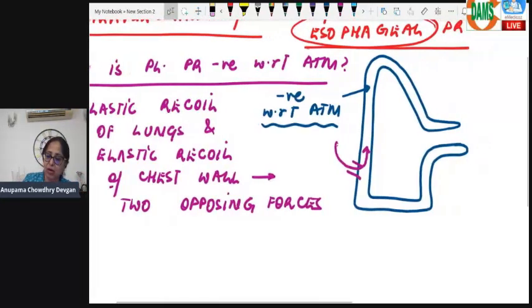The elastic fibers of the lungs are so arranged that their tendency to recoil is towards the inside. And the elastic fibers in the chest wall are so arranged that their tendency to recoil is towards the outside. These are two opposing forces. They're pulling the pleural space in the opposite direction, and that is what is creating the negative pressure in the pleural space.